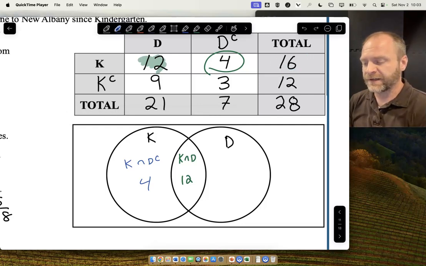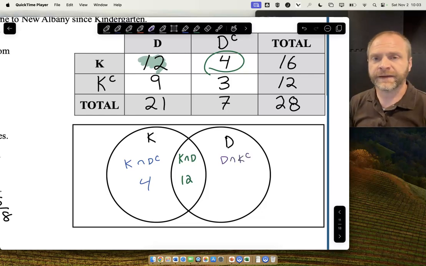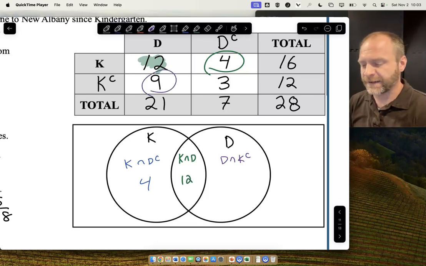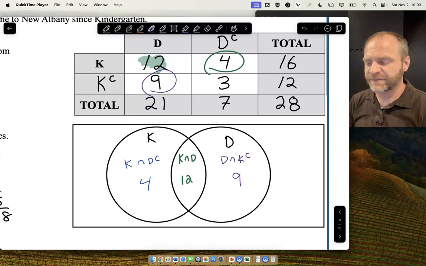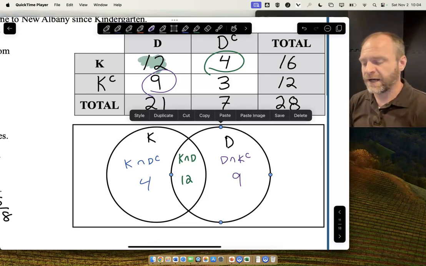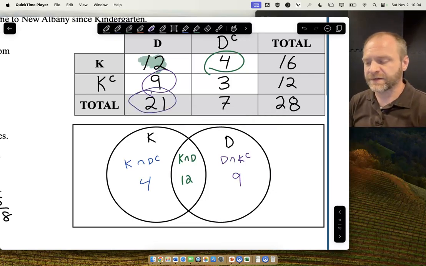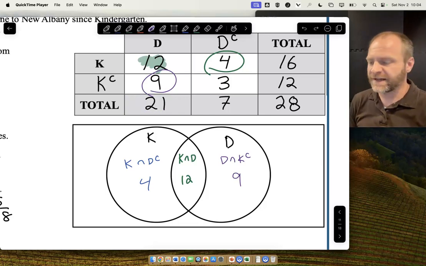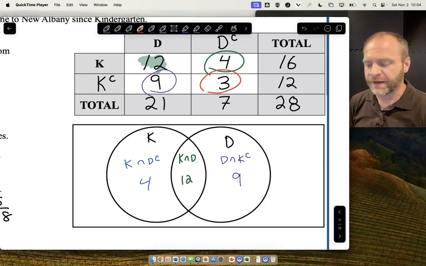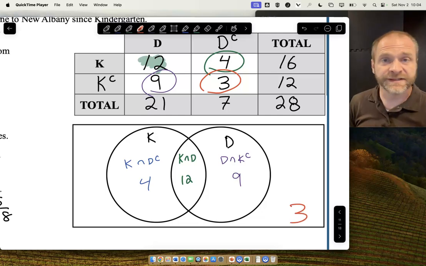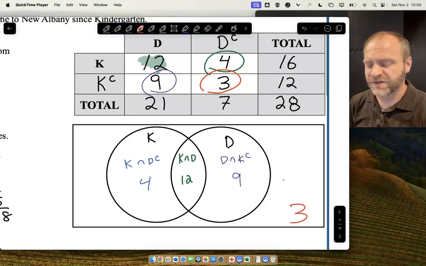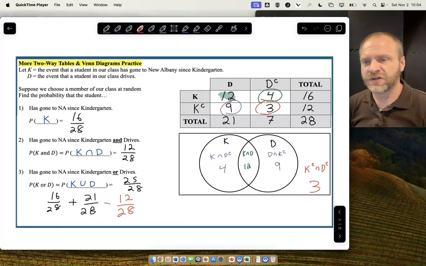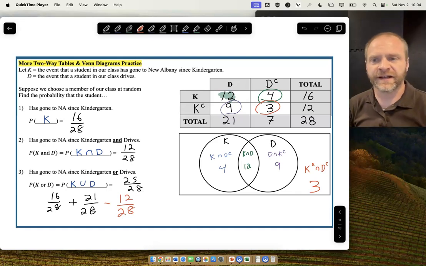So this event out here is event D, but I do not want K. So I want event D, but I do not want K, so I think that's 9. And again, that should make sense because that circle right there should add up to the 21, and it does. So I see the 4, I see the 12, I see the 9. What I don't see is the 3 because that is out here. So what does that represent? That represents the students who are not lifers and they cannot drive. So that is a two-way table for us to go through the process and the conversion.